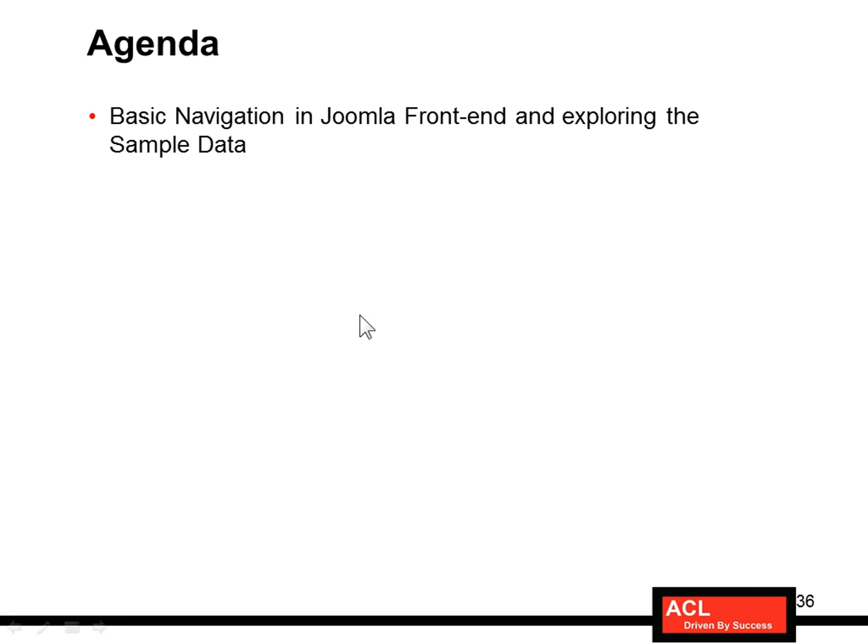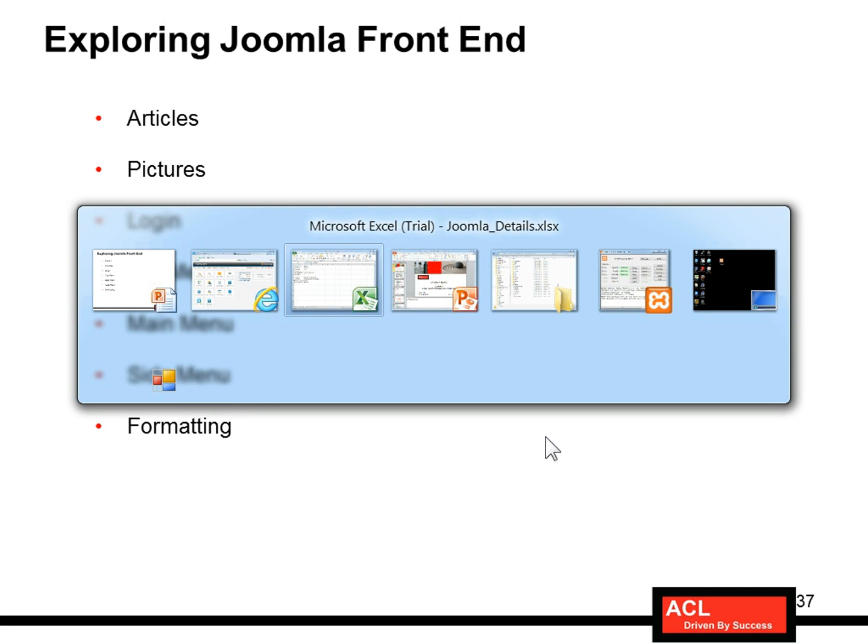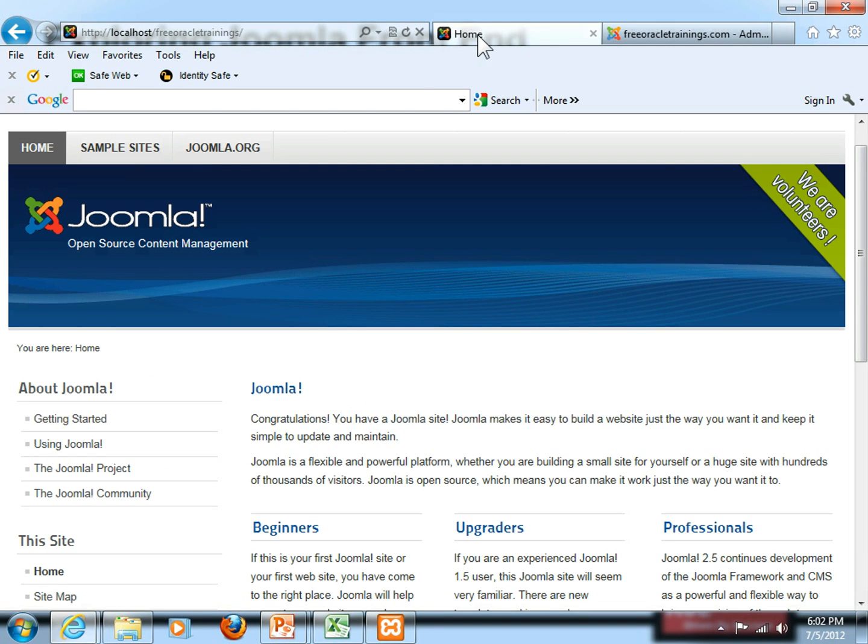The agenda in this is basic navigation in the Joomla front end and exploring the sample data. Specifically, we'll explore the Joomla frontend for all these items. So let's start one by one, starting with articles. Let's go to the Joomla frontend. Here, this is my Joomla frontend.